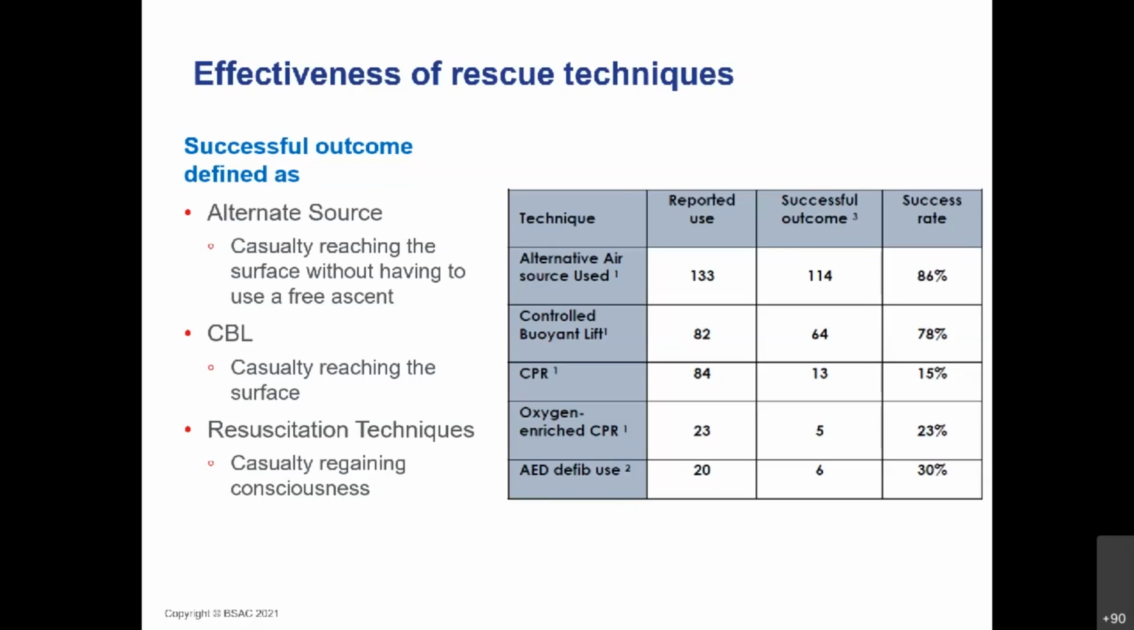We can see that the alternate source ascent and the control buoyant lift were generally relatively successful. You can see the definition there. For an alternate source, success is the casualty reaches the surface without having to do a free ascent or just swimming for the surface. And for a control buoyant lift, the casualty reaching the surface.